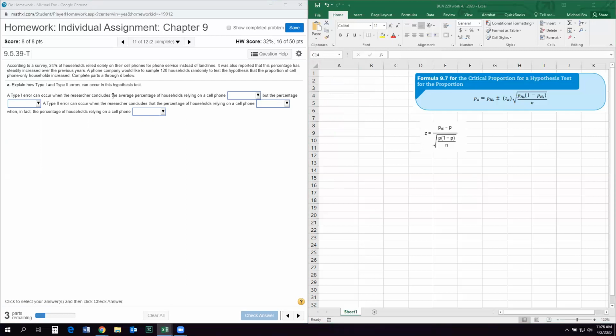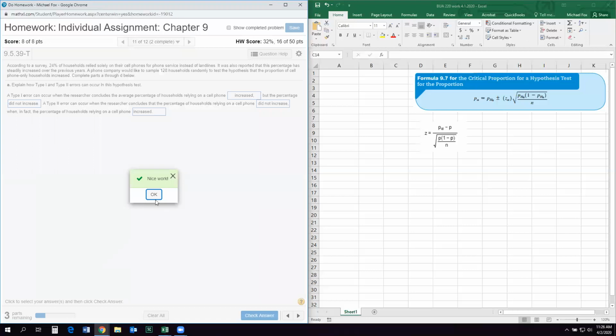A type 1 error can occur when a researcher concludes the average number of households relying on cell phones increased, but the percentage did not increase. And a type 2 error occurs when we think it did not increase, but it actually does increase. So there's the first part.